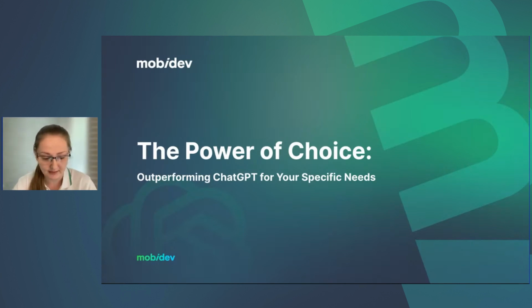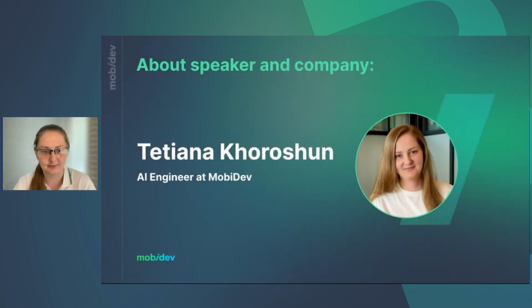And let me first introduce myself so we get to know each other a bit better. I'm Tetiana Khoroshun, AI engineer at MobiDev, and my field is NLP, which is natural language processing, which is basically everything in data science connected to text, including GPTs of this world and other techniques and large language models as well. As you can assume, the majority of the projects I'm involved in are somehow connected to text. And I brought you just a couple of cases to discuss.